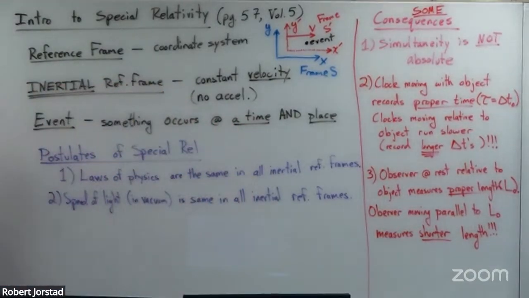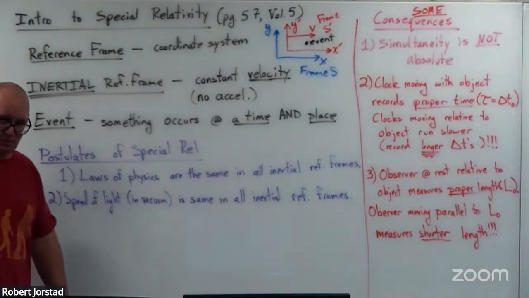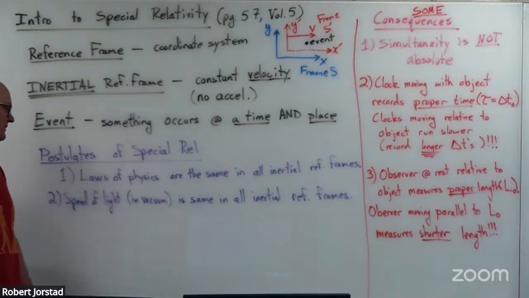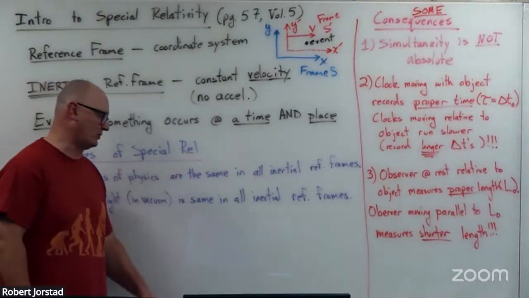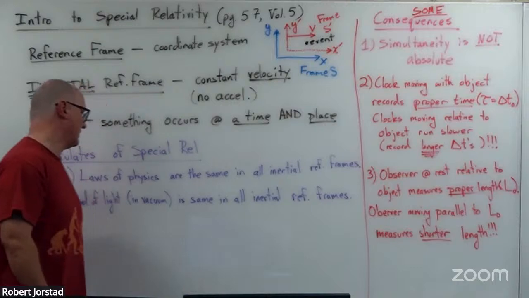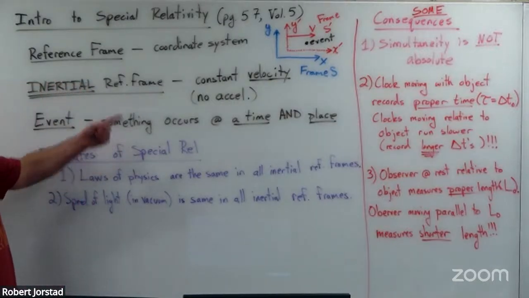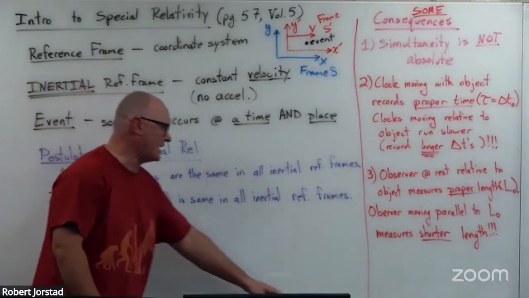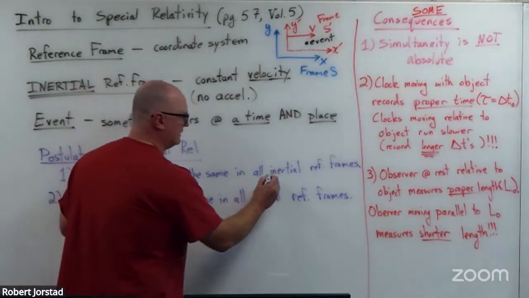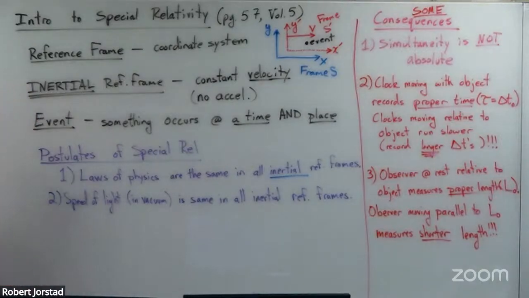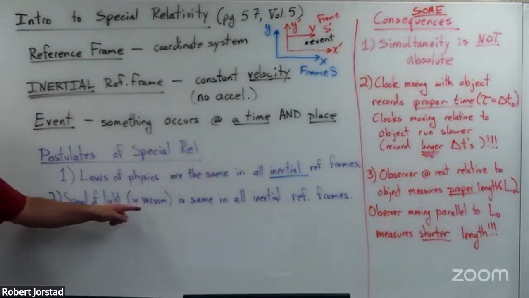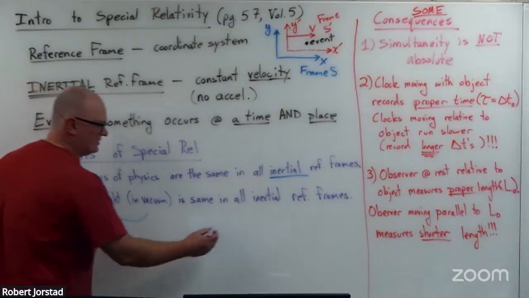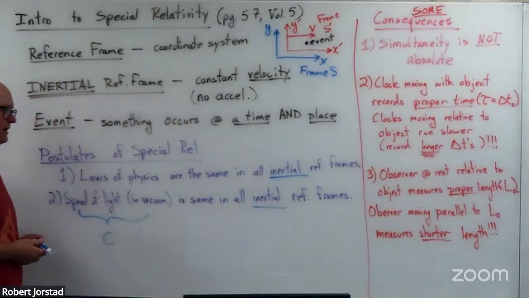Now this is going to get pretty wild. Hang on. Postulates of special relativity. You sometimes hear me say special rel, just because I'm lazy. But some postulates of special relativity. Number one, the laws of physics are the same in all inertial reference frames, and the speed of light in a vacuum, basically this is the parameter c, is also the same in all inertial reference frames.